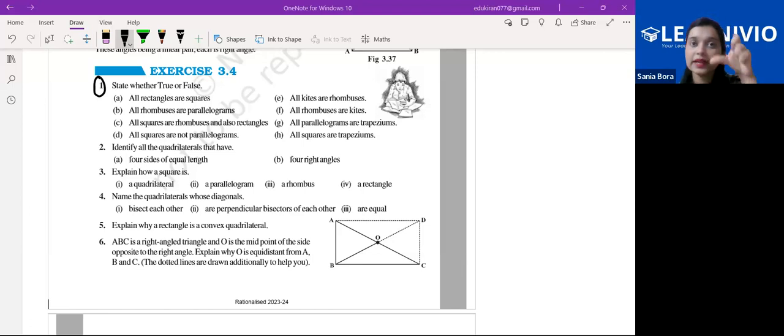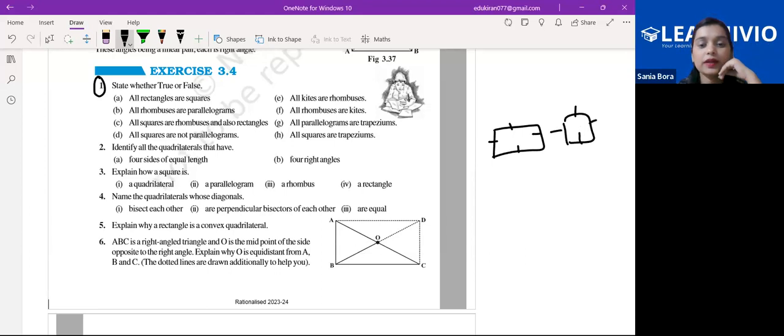Because in a rectangle, all the sides are not equal, but in a square, all the sides are equal. So all rectangles are not squares. Clear? In a rectangle opposite sides are equal, but in a square, all the sides are equal. Now the next one, all rhombuses are parallelograms. It's true. Then all squares are rhombuses and also rectangles. True. Why? Because a square can be a rectangle, but a rectangle cannot be a square. Okay?